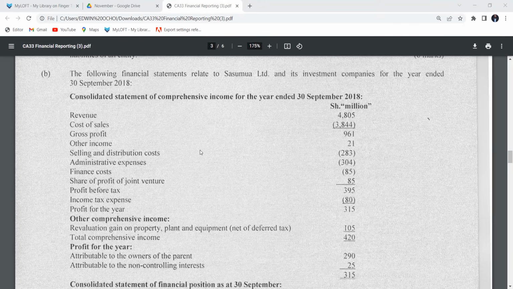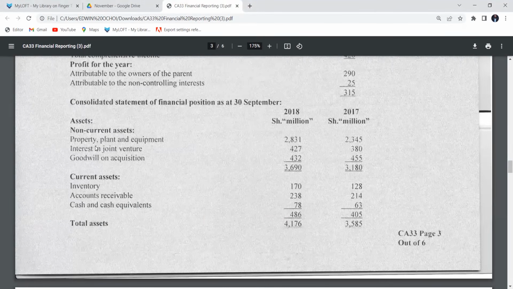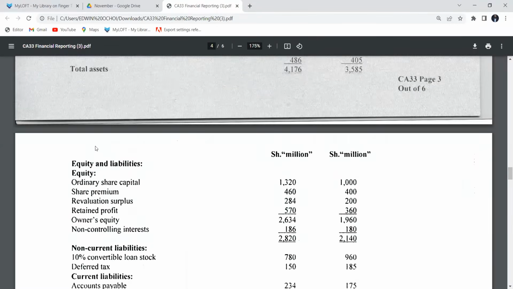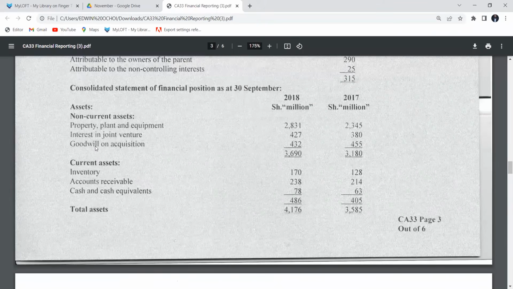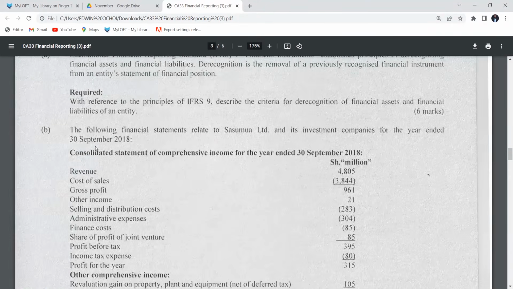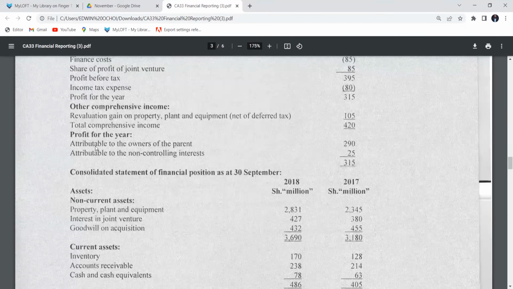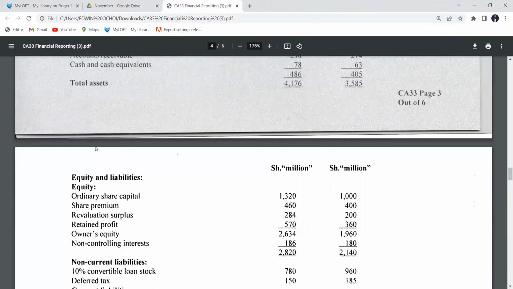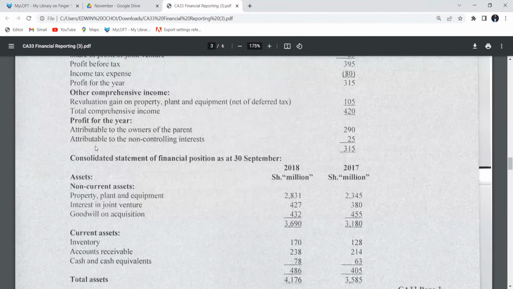So, consolidated statement of comprehensive income for the year ended 30th September 2018. Then the statement of financial position. Remember that you will be given the statement of financial position for 2 consecutive years, meaning that the balances for the previous year will be the opening for the current year. Then this income statement is for the current year, 2018. You can see under the statement of financial position, you are given that of 2018 and 2017, meaning that the balances for 2017 are the opening for 2018.